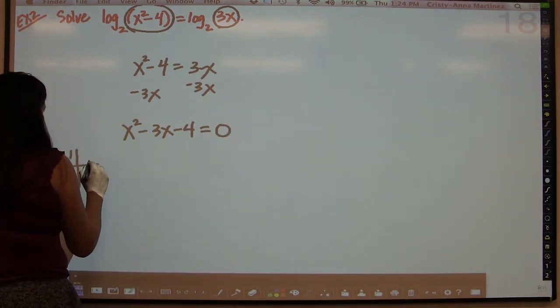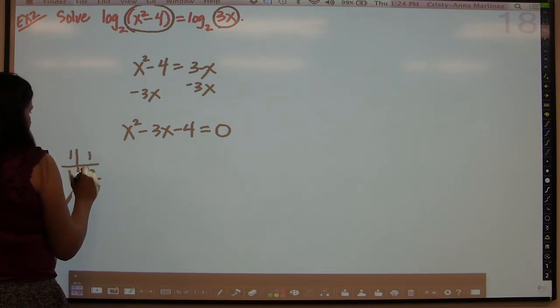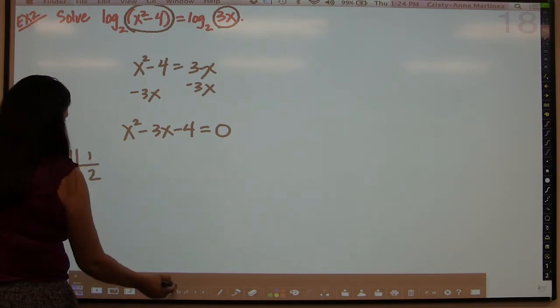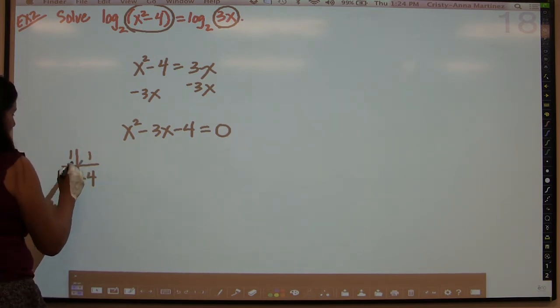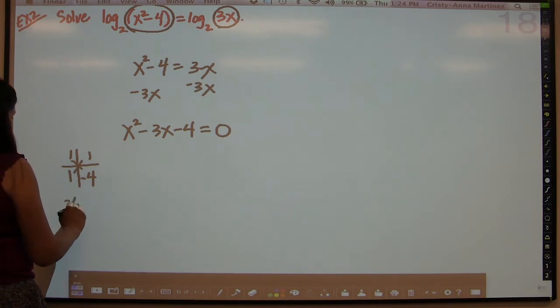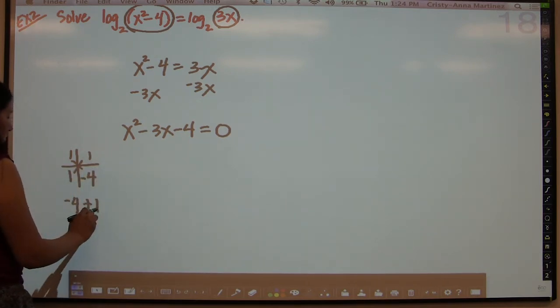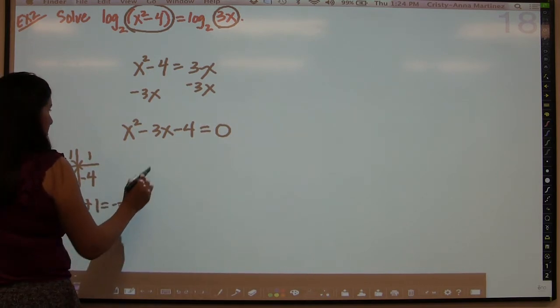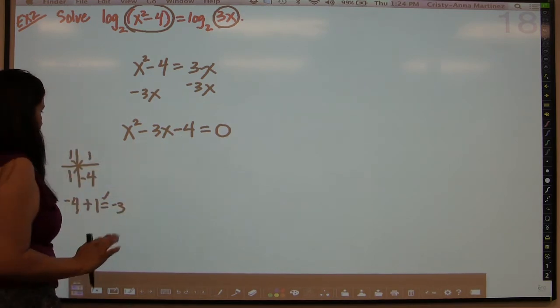Factors of 4, let's see, what do we want to do here? 1 and 2, let's try that. No, let's try 4 and 1. Let's do 4 and 1 like this, and we're probably going to want to make this a negative 4. So you get negative 4 this direction and positive 1 this direction. And negative 4 plus 1 is in fact negative 3, so it checks. And 1 times negative 4 is negative 4, so we're good to go.